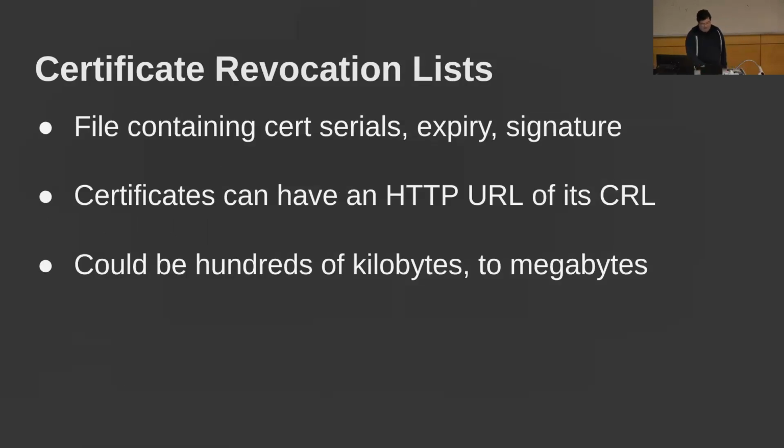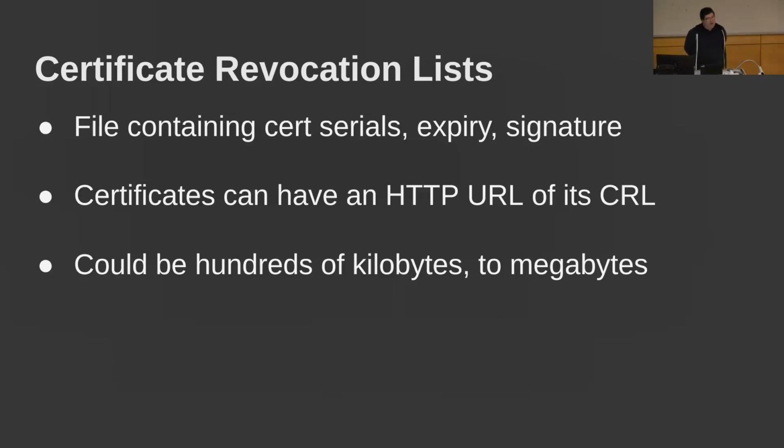In the very beginning, we had certificate revocation lists. This is a pretty simple file format that you download, or your browser downloads on your behalf. It contains basically a list of serial numbers for some issuer, and it's signed and has an expiry date of the CRL itself. The certificates have an HTTP URL in them that points to where you can find the CRL. It's called a CRL distribution point.